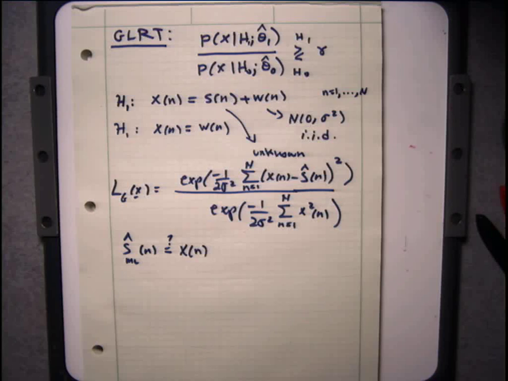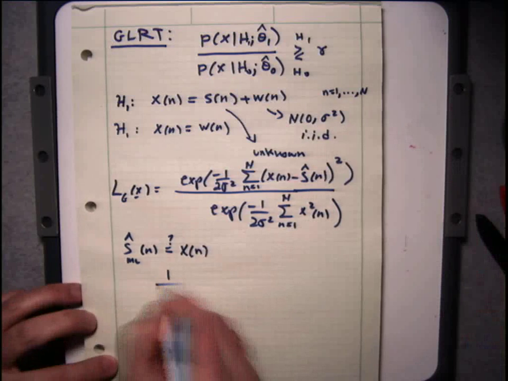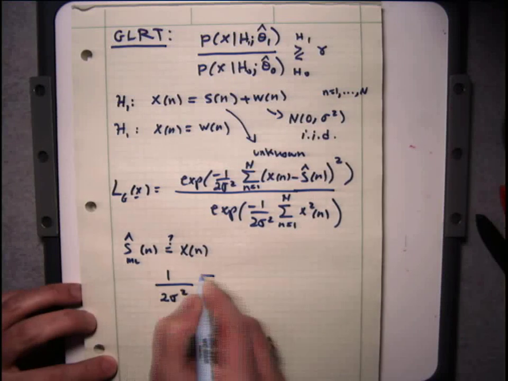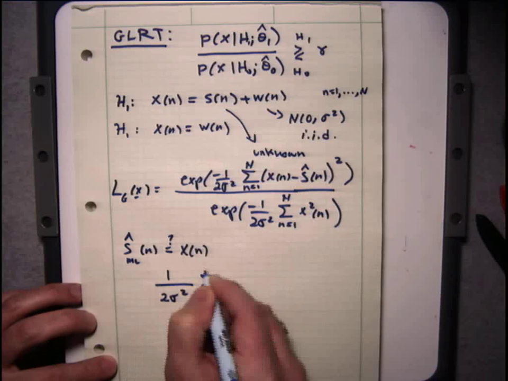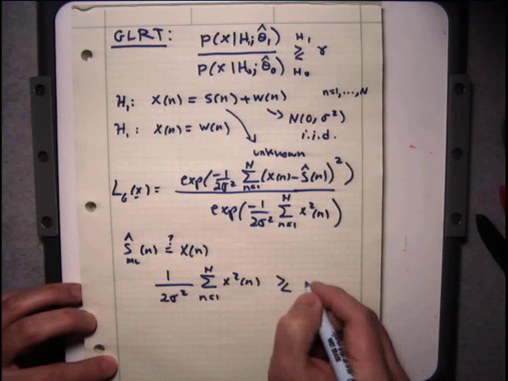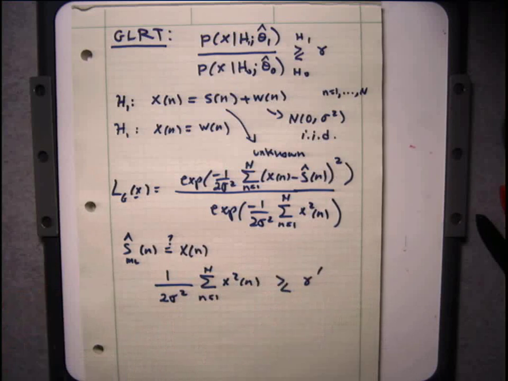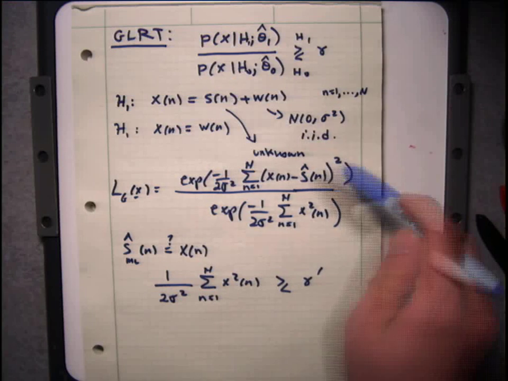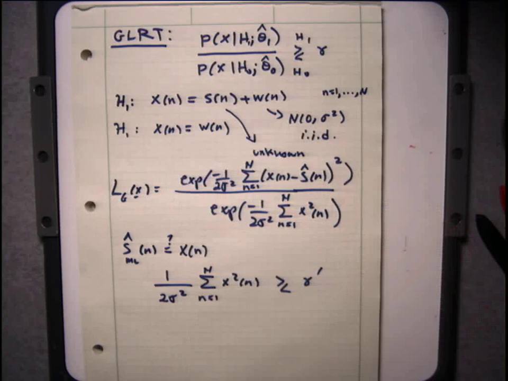So if you take a look at what you have, and you plug this in here and simplify, you end up with the following test: 1 over 2 sigma squared, sum from n equals 1 to N of x squared, which is compared to some threshold, let's say gamma prime. Just plug that in. The numerator just goes away, becomes 1, and all you're left with is comparing the denominator to some threshold.